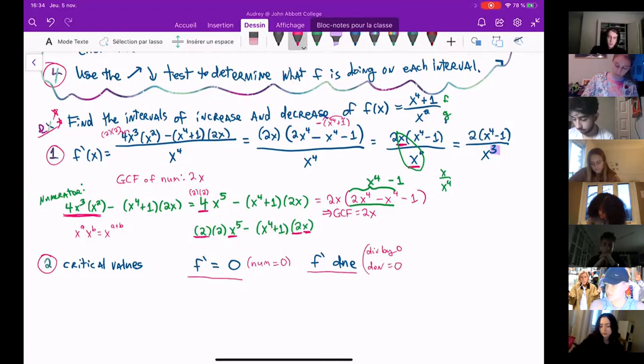It could also be a root of a negative number, but for this type of problem, I don't think you have to worry about that. Okay. But yes.